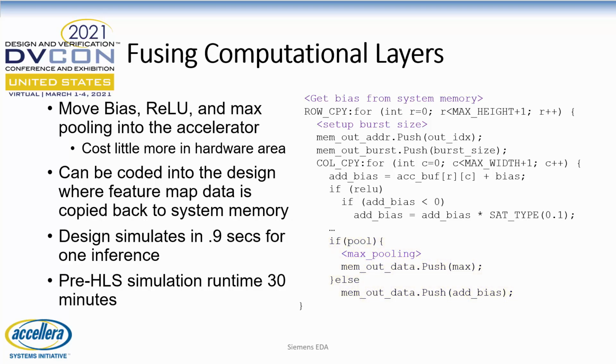After these code modifications were made, the pre-HLS simulation now simulates in 0.9 seconds for a single inference, and the pre-HLS simulation runtime has been reduced to 30 minutes. This is because there is far less context switching now in our pre-HLS simulation.